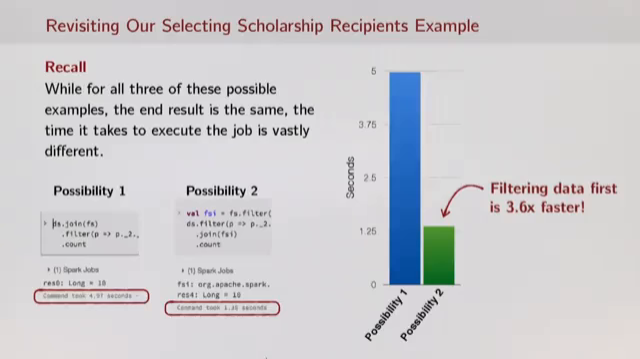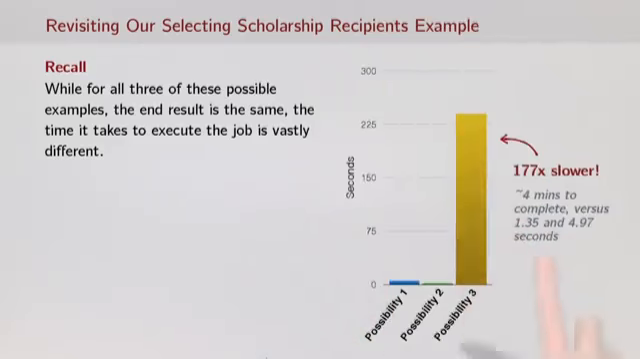So if you recall the performance numbers from the first session in this sequence of sessions about Spark SQL, you'll remember that the first solution, the one where we did join first, filters later, took 5 seconds to complete. Whereas the second possibility, which did the filters first and then the join second, took only 1.3 seconds to complete. So the second possibility, where we reordered things and put the filters first and the join second so that we were joining less data, had a 3.6 times performance boost. And there was also a Cartesian product that we could do that was 177 times slower.